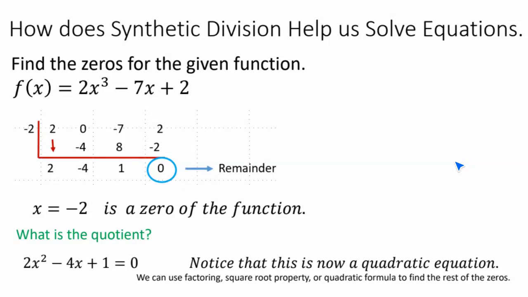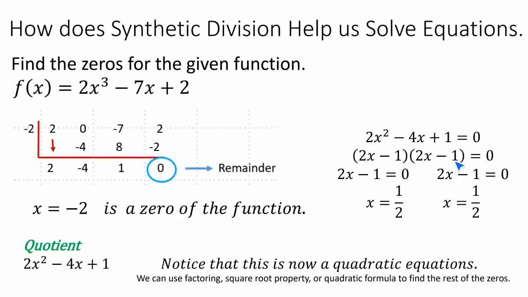Okay, so let's go ahead and factor this. That's my option always. I love to factor these. So if I factor 2x squared minus 4x plus 1, this factors into 2x minus 1 times 2x minus 1. So if I see here, I have a double 0, right, which is the same value, 1/2.